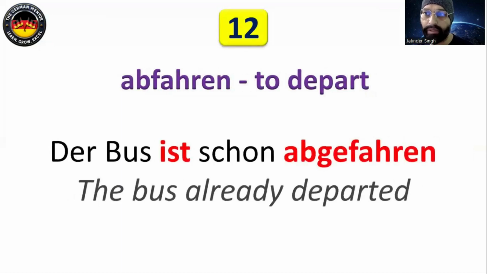Number 12, the next verb, abfahren, to depart. So this is the opposite of ankommen, which you just saw in the previous slide. Der Bus ist schon abgefahren. The bus already departed. So abfahren will change to abgefahren because this is also a separable verb. Der Bus, subject, ist the conjugation.